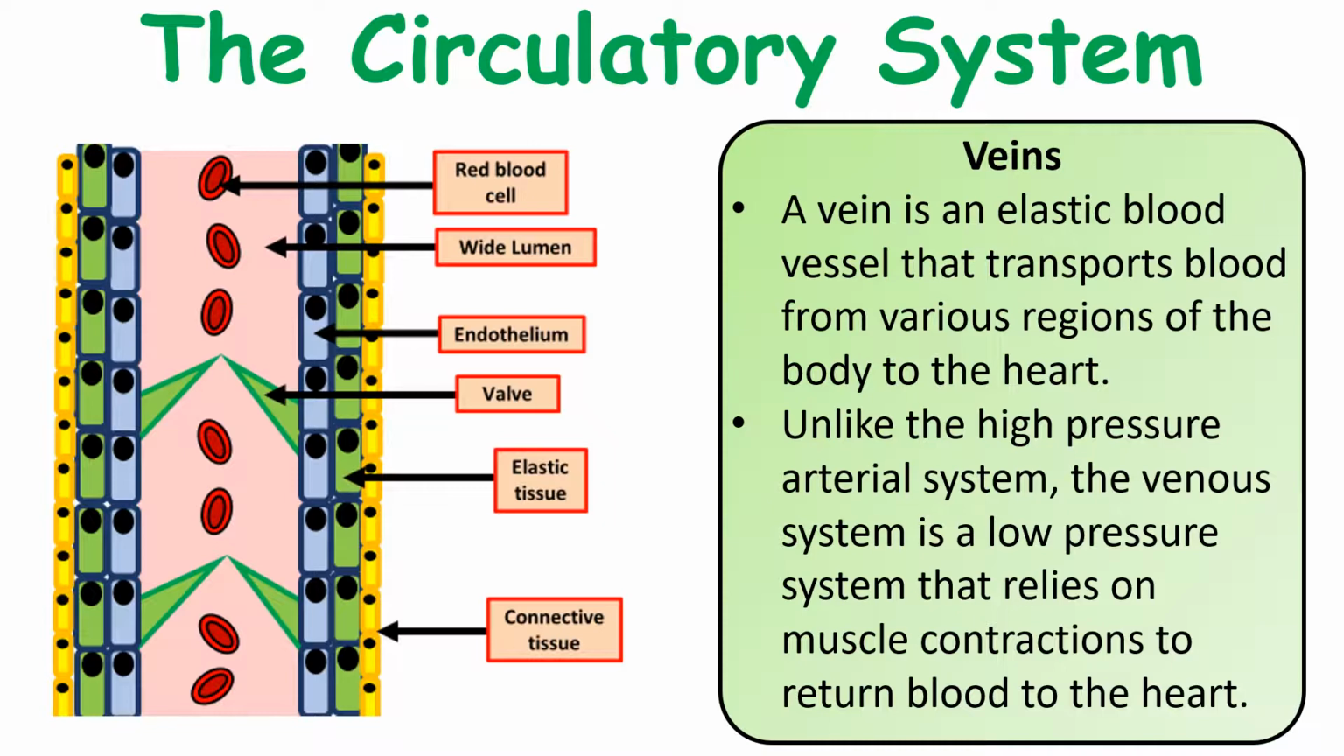Because it's got a low blood pressure, it's got a relatively wide lumen. It's got some connective tissue and some elastic tissue. It's also got a very, very thin layer of muscle tissue, but nowhere near as thick as the arteries. The main thing that's forcing blood back up the veins is the fact that the veins wrap around other muscles, so when other muscles in your body are contracting, it kind of pushes the blood along the veins.